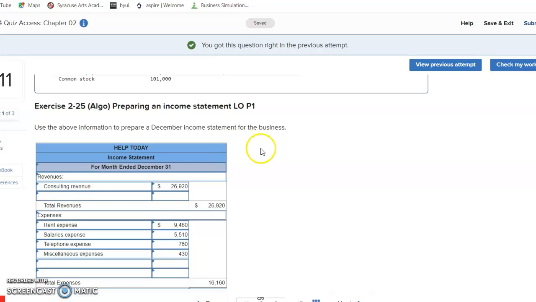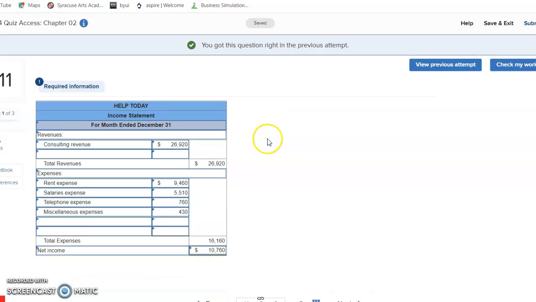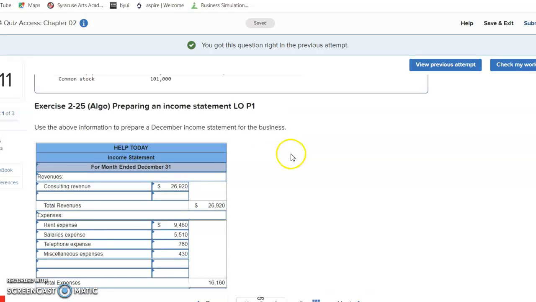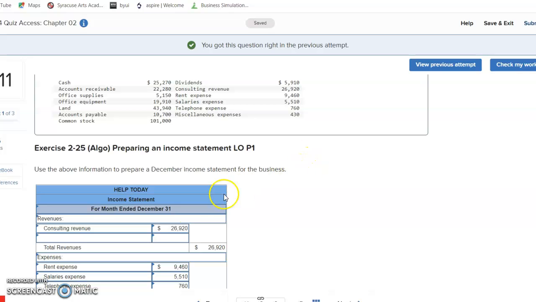This week we are working on some financial statements. So just to save time, I've already input everything in, but I'll go through and explain. The first thing we do is put the date, and this one was the month ending on the 31st of December. And then we're going to have revenues.